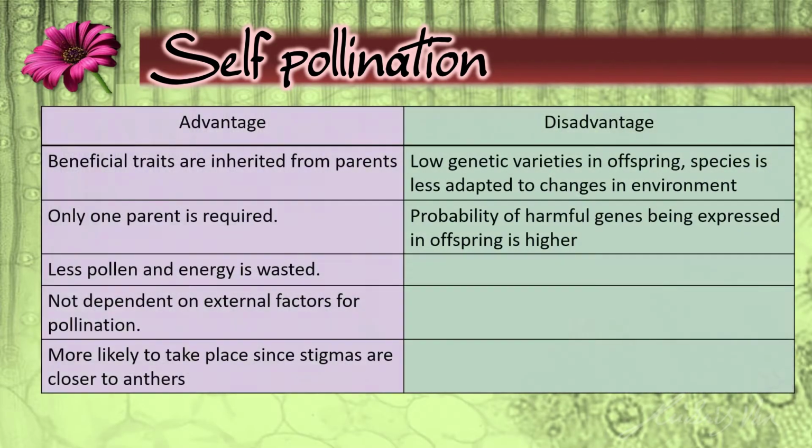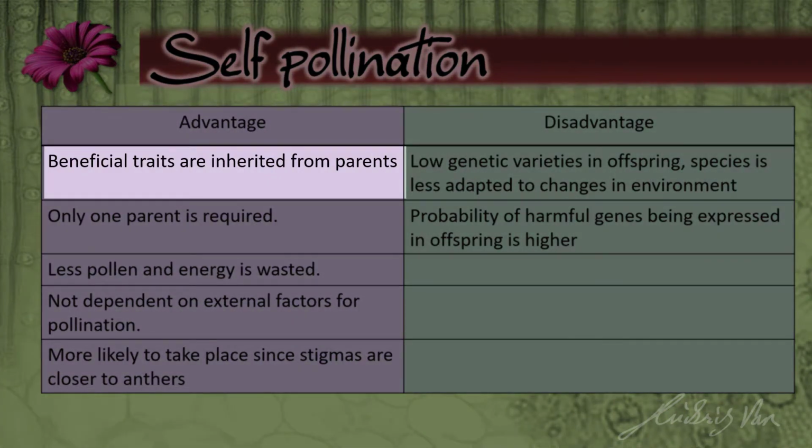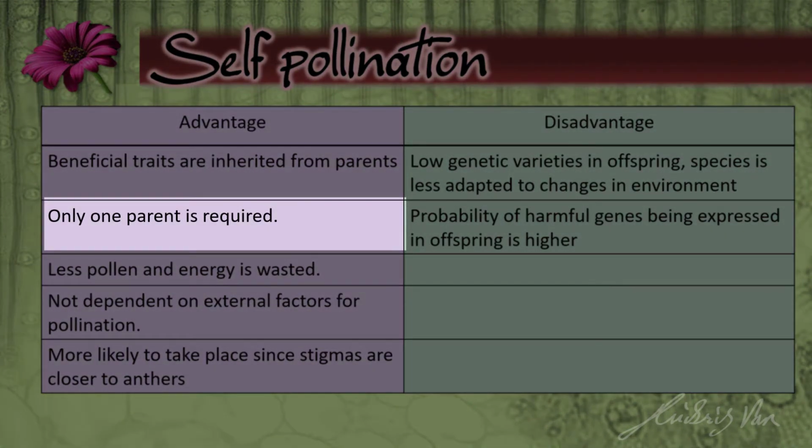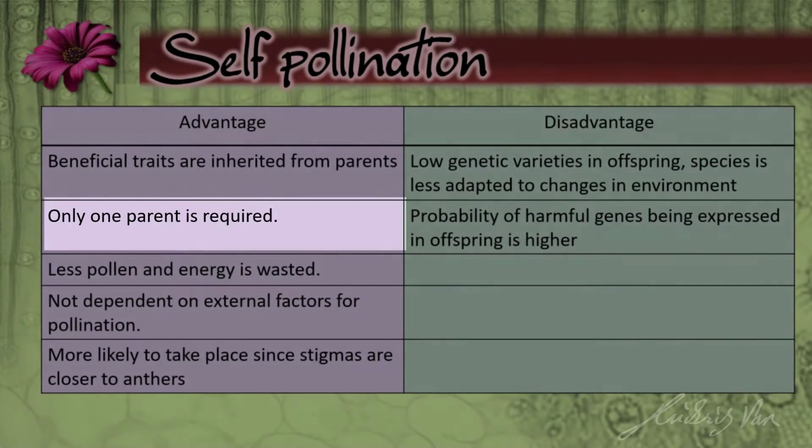So what are the advantages of self-pollination? If the parents have a beneficial trait, that means a good trait or good characteristic, for example, it attracts a lot of insects, the offspring will most likely inherit the trait. And only one parent is required. So if there's only one individual left, it can still ensure the survival of the species by self-pollinating.